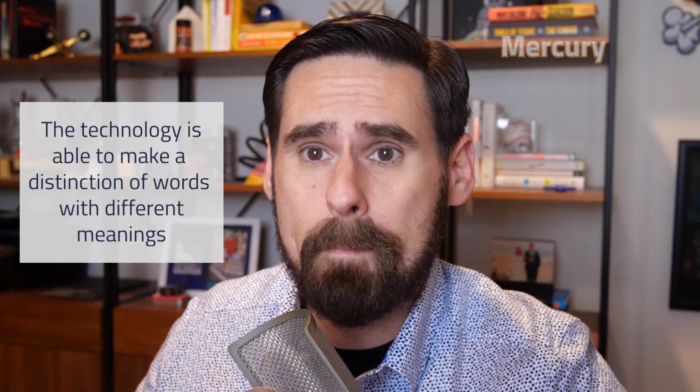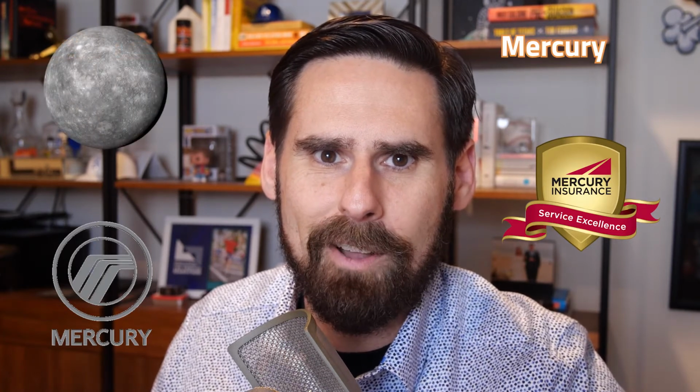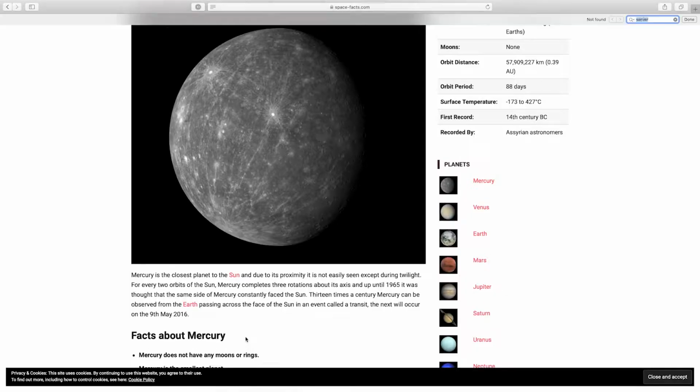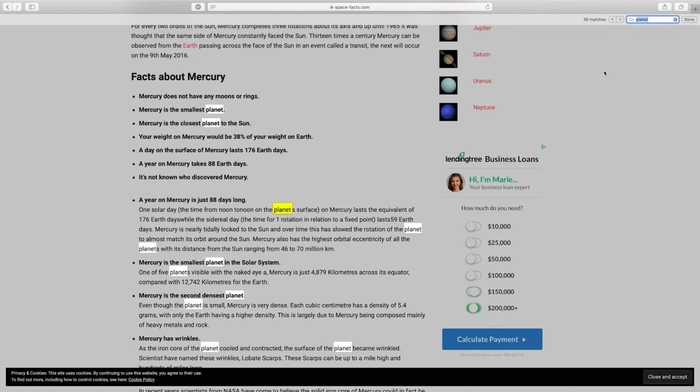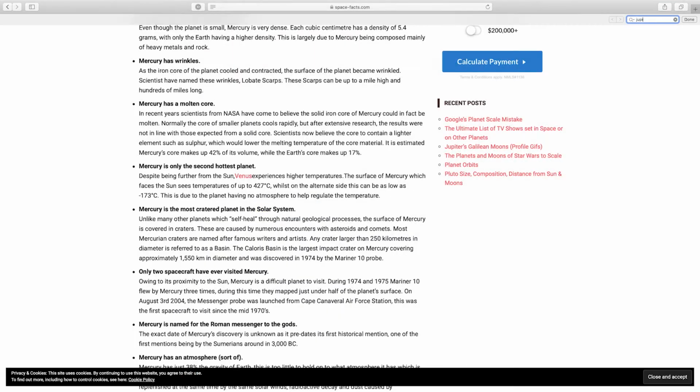In another example, the technology is able to make a distinction between one word that means many different things. So take the word Mercury, for example. There is Mercury Auto Insurance, Mercury is also now a defunct car brand, and it's the name of the smallest and innermost planet in the solar system. So if I'm using words like planet, solar system, Jupiter, Earth, chances are I'm talking about Mercury, the planet.